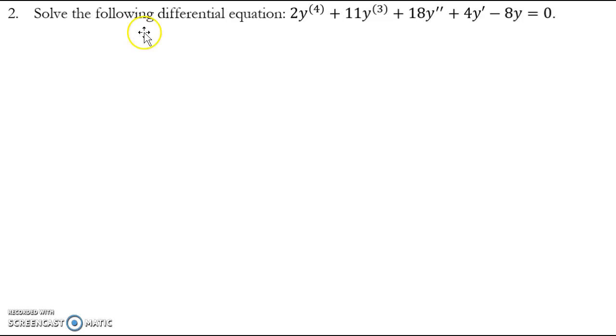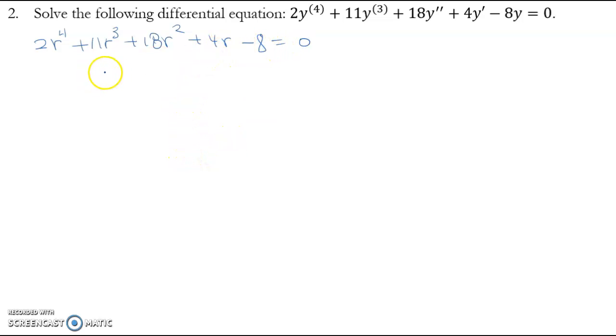All right, let's go ahead and do number 2. This one, as you see, the boundaries are not given, so we're just going to find the general equation. Let's take the same method that we did for the first order differential equation. So 2r to the 4th power plus 11r cubed plus 18r squared plus 4r minus 8 equals 0.